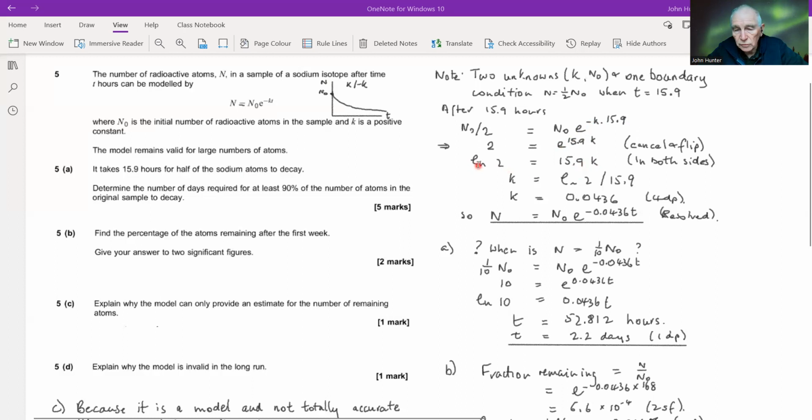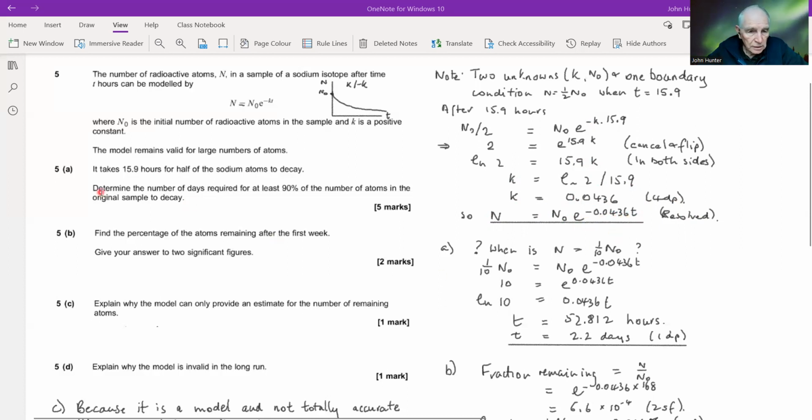So we take the natural log of both sides of the equation, and the natural log of an exponential is the inverse function, so that's equal to 15.9K. Rearranging and using our calculator, we get K equals 0.0436, to 4 decimal places. So our resolved equation is N equals N0 e to the power minus 0.0436 t.